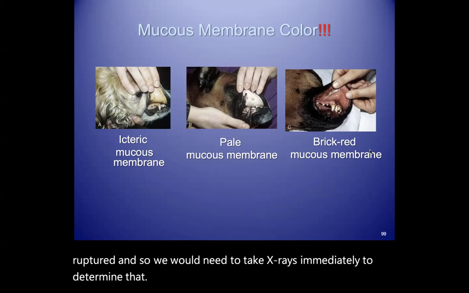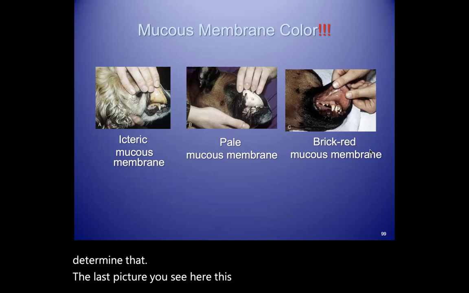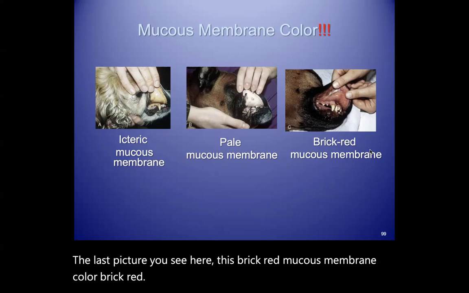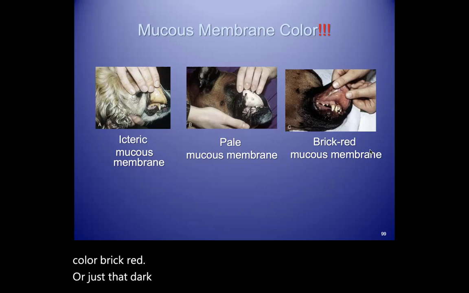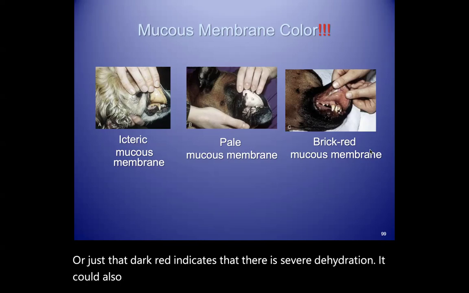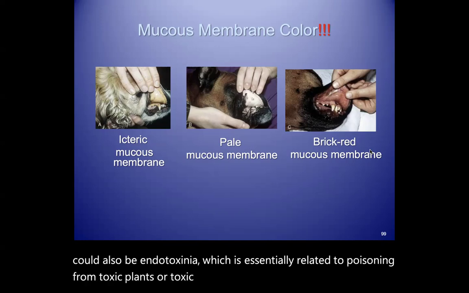The last picture you see here, this brick red mucous membrane color, brick red, or just that dark red, indicates that there is severe dehydration. It could also be endotoxemia, which is essentially related to poisoning from toxic plants or toxic substances.